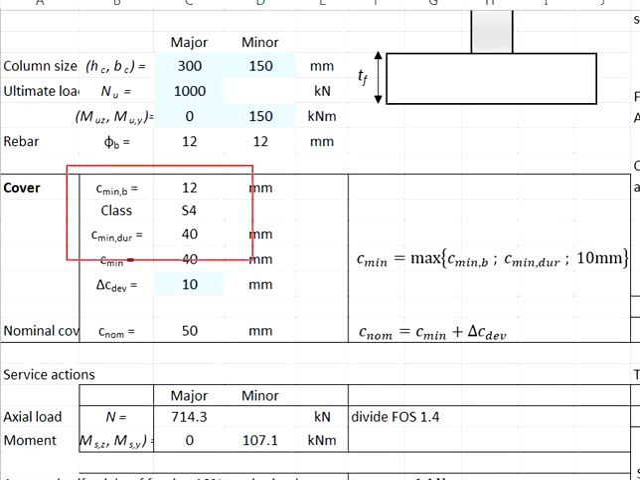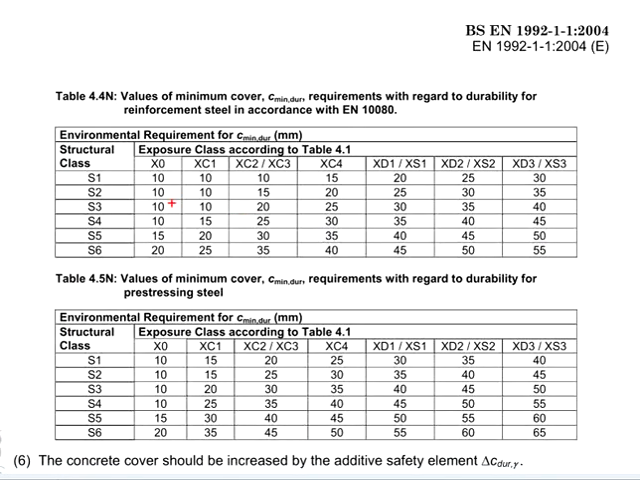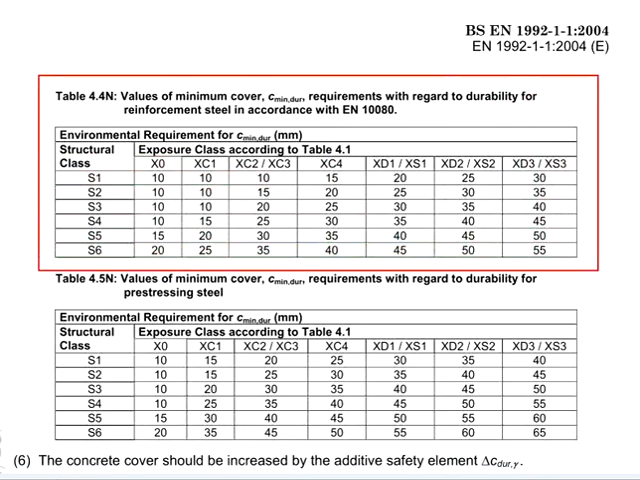The calculation steps will be the same as the previous example, for you to calculate the nominal cover, you need C min plus the deviations. The deviations is 10 mm. C min due to the bond will be equals to the bar size. As for C min due to the durability, you may refer to table 4.4N.